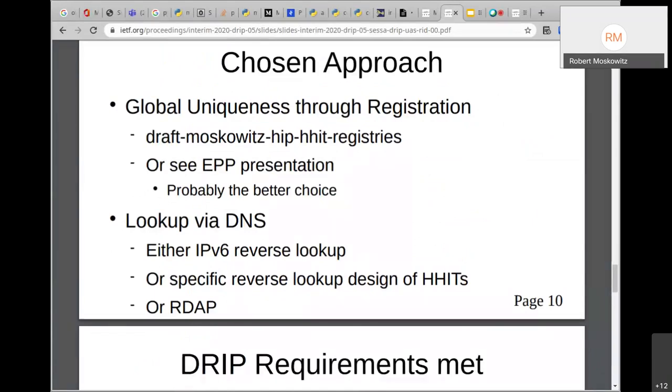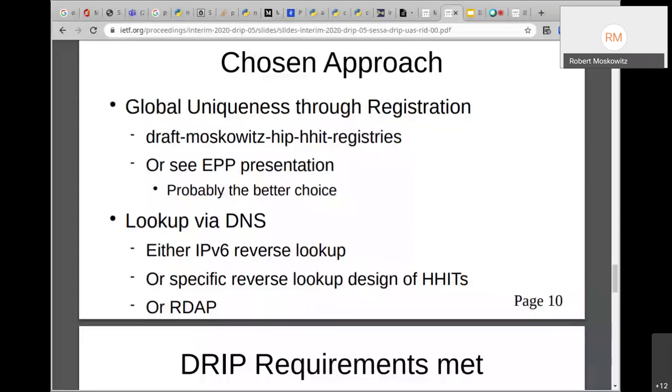Global uniqueness, how you achieve that. I had originally written a draft on registries, but since I wrote that draft, we've been having discussion with Mike Pallett about EPP, and there are reasons to go that way instead. When I get some text from Mike, I will pull the reference to the hierarchy registry and replace it with EPP instead. I think that's a much better place to achieve it, leveraging what currently exists. Lookup: I'm kind of open. I have a model in the draft of how I've done it. I'm open for people to suggest a better or simpler approach to how the lookup would work. Please look at the draft and please comment.